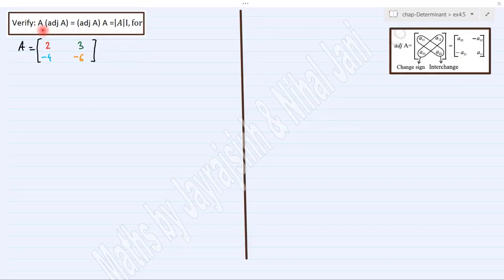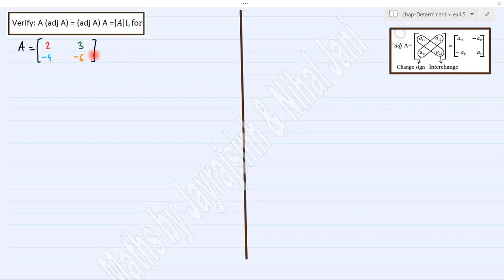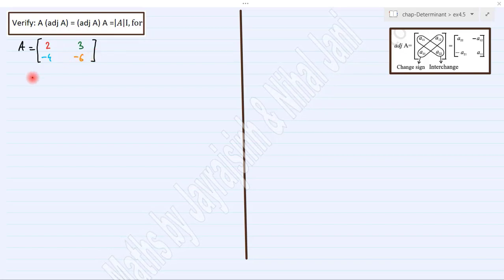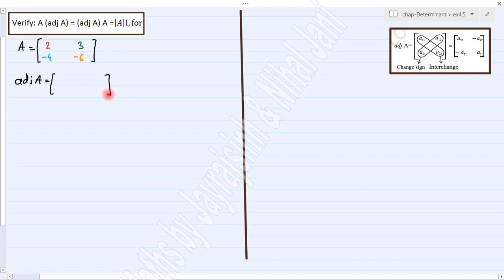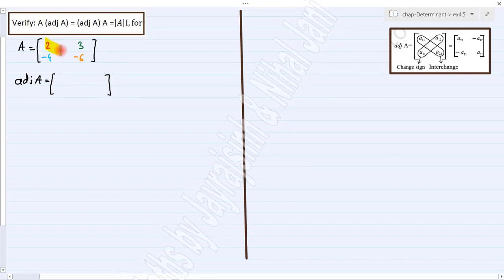In this question, you have to verify that A into adjoint of A is equal to adjoint of A into A is equal to determinant of A into I. To verify this, we need two quantities. First one, adjoint of A, which is actually adjoint of 2 cross 2 matrix. It can be easily done by interchanging principal diagonal elements.